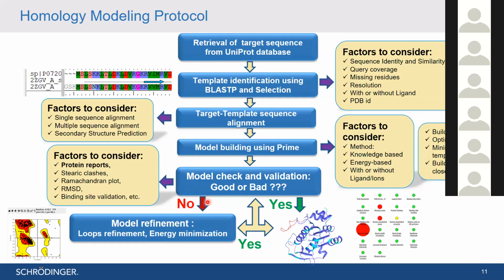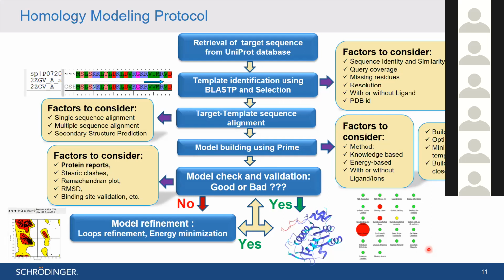But let's say it is not good enough, if it has many steric clashes or deviations from the Ramachandran plot, then you definitely need to refine that model. There are various methods to refine it, for example loop refinement, energy minimization, or rotamer exploration. Once you refine your model, again you need to go back and check whether it follows all those criteria or not. And if it satisfies all those criteria, then yes, you can proceed further to your drug designing studies using that homology model. So this is the general protocol which you need to follow in building your template based homology model.